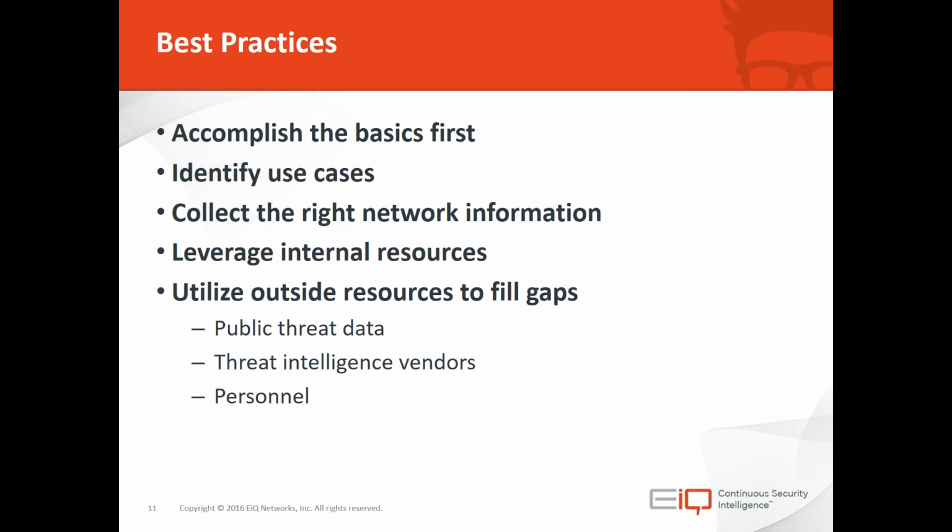So that might be threat data from a public source, somebody like US CERT, or some of the open source feeds that are available. Threat intelligence vendors, where you can buy their data, might be a little higher quality, or it might be more specialized, depending on who the vendor is. And then personnel. If you don't have enough staff internally to be able to analyze the data, to be able to triage alerts when they go off, think about using an outside resource to fill your personnel gaps.